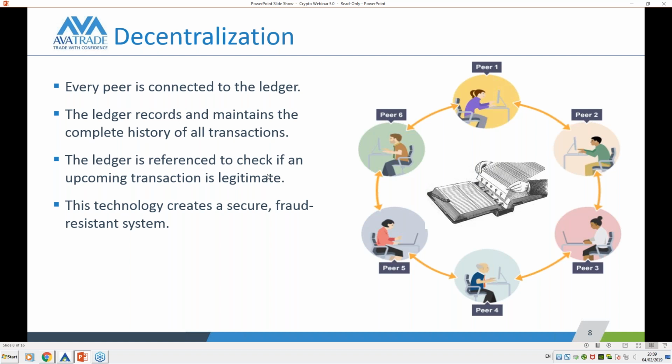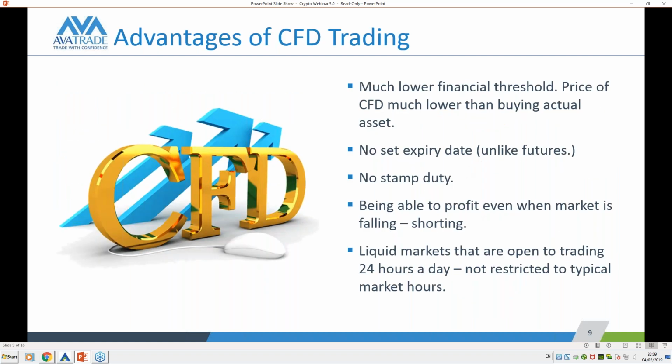And so this is all of what makes this technology very secure, and that's why people are starting to use it more and more. And not just with cryptocurrencies, but let's talk a bit about the cryptocurrencies and why it's an advantage to trade with the style of cryptocurrencies that are on our platform. CFD trading allows you to trade maybe with a larger amount than you could because of leverage. There's no expiry date, unlike trading on futures. There's no stamp duty.